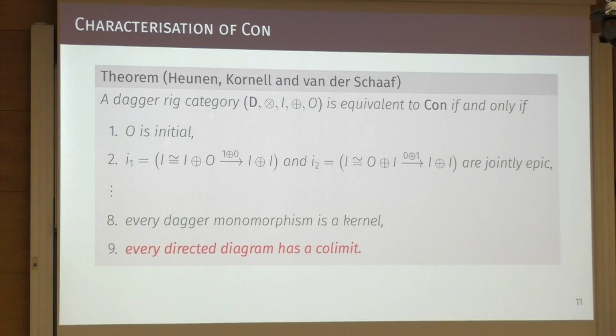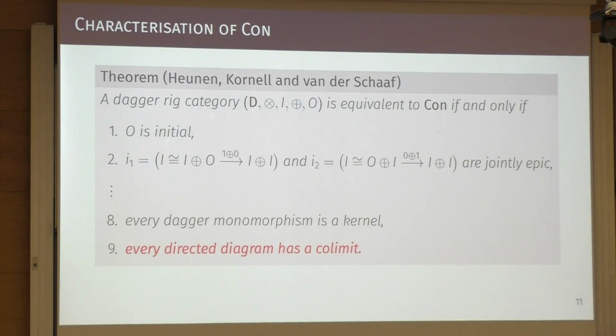Now I've highlighted this axiom 9 because axiom 9 is really the only problematic axiom for Fcon. Another way of saying that is Fcon, finite-dimensional Hilbert spaces and contractions, satisfies axioms 1 through 8. There's axiom 9 that's not satisfied by Fcon.